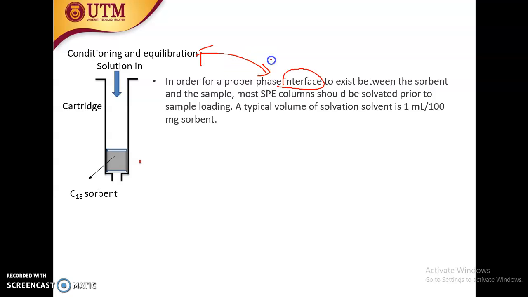We are asking the material to be ready in terms of chemical interaction that it is going to have with the analyte. Okay, and the common mass of sorbent used in cartridge SPE is around 50 milligram up to 100 milligram. So the requirement in cartridge SPE is that you have to have a cartridge. As you watched before in this video, it is usually a 3 ml or 5 ml size of cartridge.